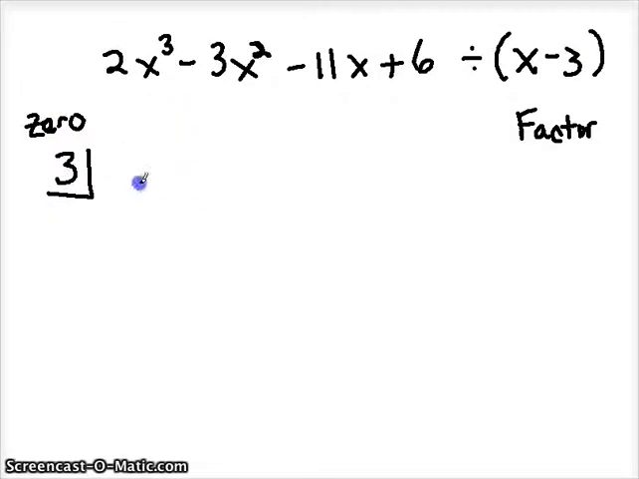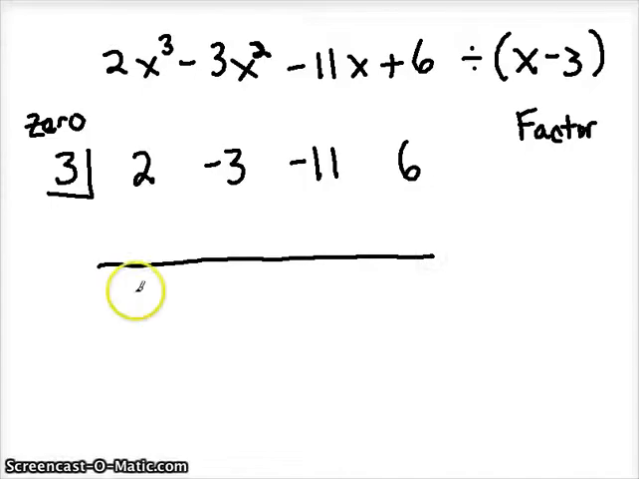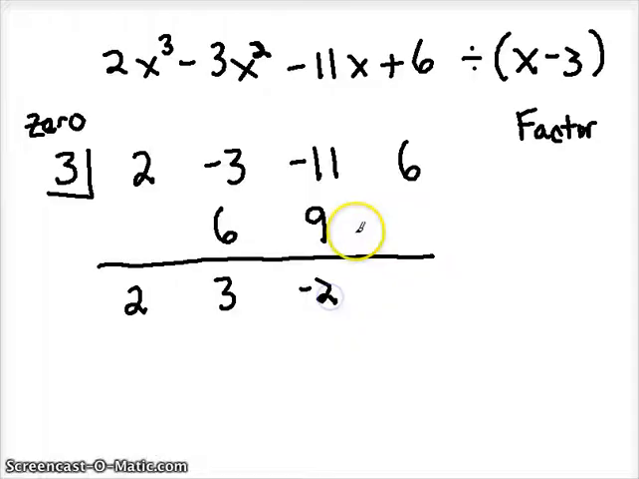And now we do the same thing. List our coefficients. Drop the first one down. And multiply. So 3 times 2 is 6. Add your columns. Multiply. 3 times 3 is 9. Add your column. And multiply. 3 times -2 is -6. And when we add our column here, we get 0. That's what we want. We don't want a remainder there.